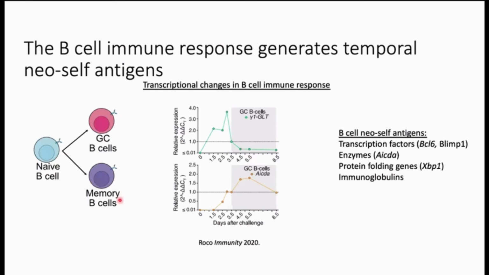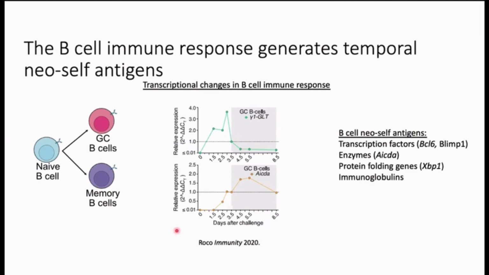And so what I've been focusing on in particular is B-cell temporal antigens. I wanted to put this into your mind: the B-cell immune response actually generates these temporal neo-self-antigens, or cryptic self-antigens. This is simplified here on the left, but you can imagine a naive B-cell being activated and differentiating into a germinal center B-cell, a memory B-cell, or even a plasma cell. During this differentiation process, new proteins are going to be made.